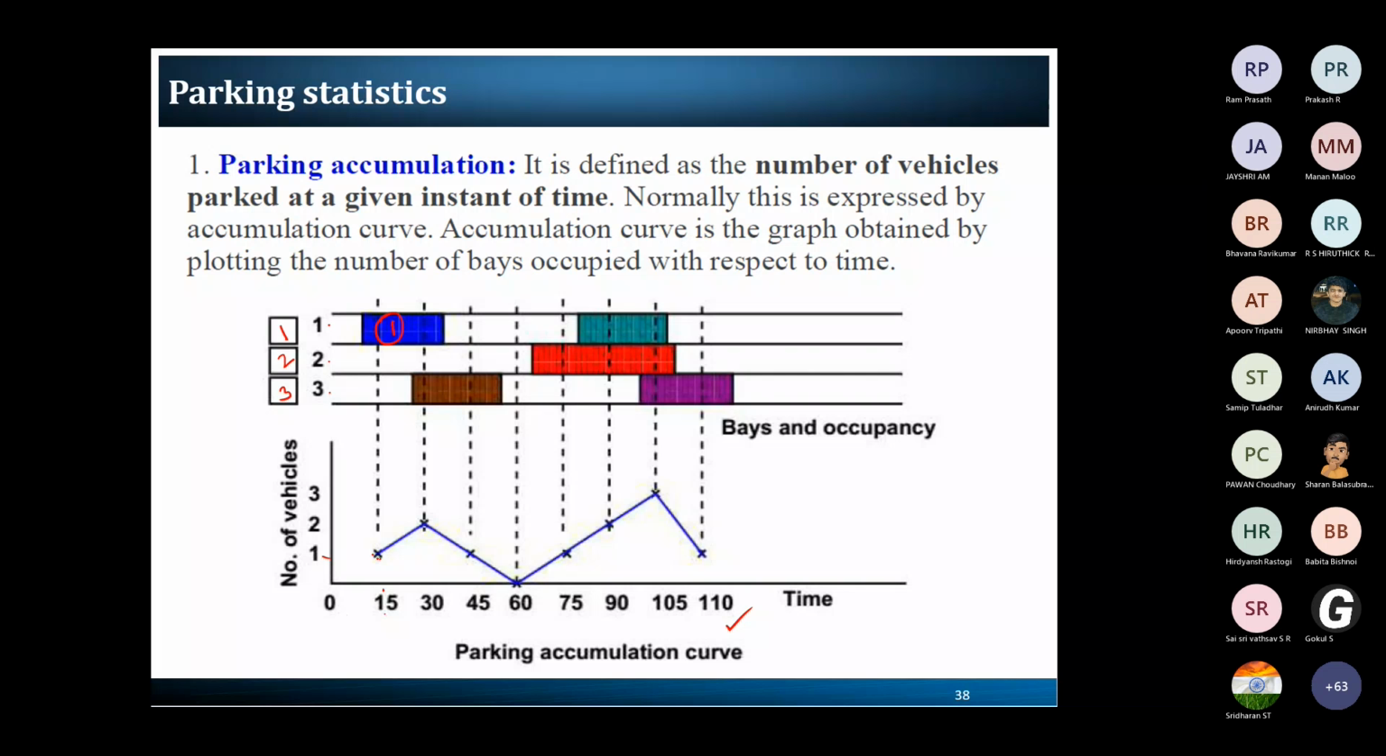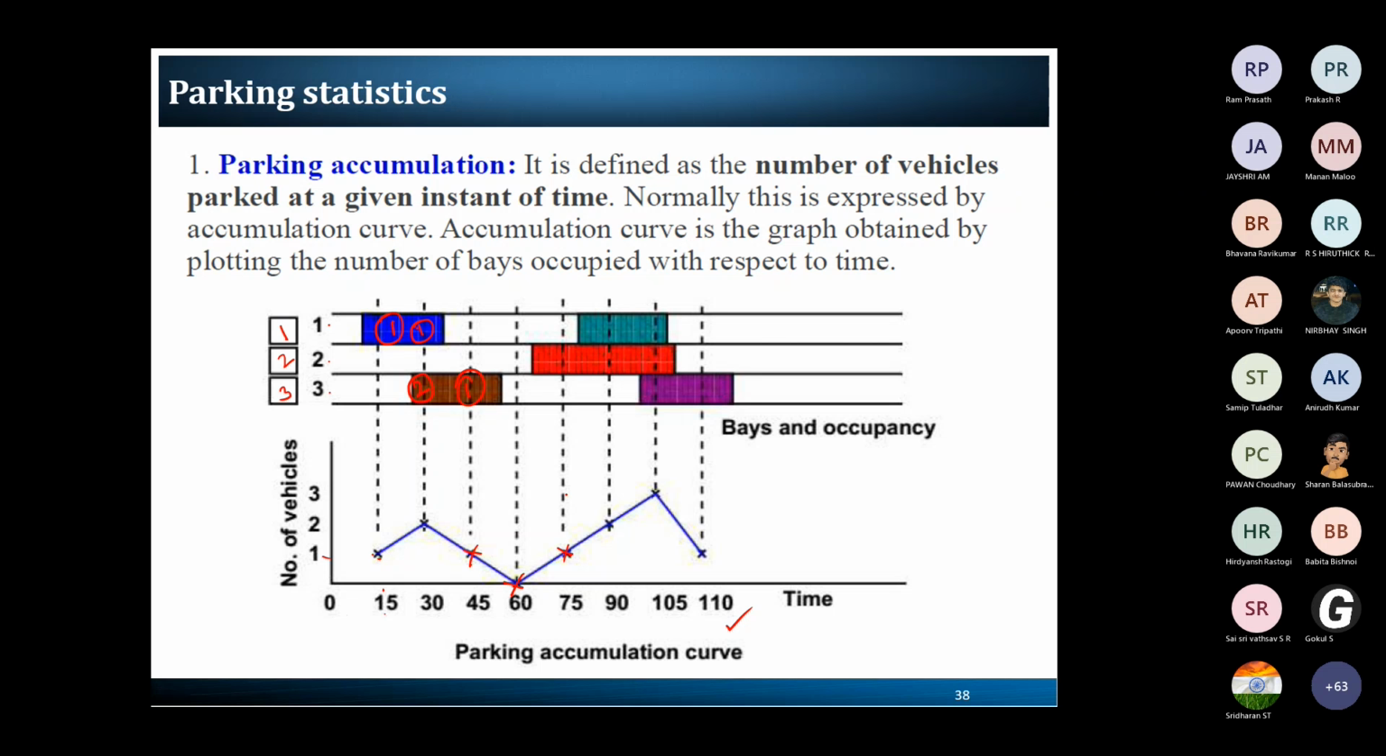So at 15 minutes one vehicle is plotted. Then at 30 minutes, when you observe, the first bay and the third bay are occupied, and the second one is empty. Two vehicles are observed during the 30-minute interval. Then at 40 minutes, the first vehicle is already gone, only the vehicle in the third bay is there, so the number of vehicles is one, and the graph is plotted accordingly. At the end of 60 minutes, no vehicle occupies any bay, so at that time you fill in 0.